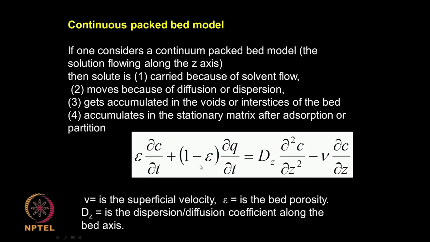Epsilon is the void. So, 1 minus epsilon will be the packing material, D is the diffusion coefficient or dispersion coefficient, v is the velocity, superficial velocity. So, you have dC by dz, d square C by dz square. This term comes because of Fick's law of diffusion, this term comes because of the movement of the solute because of the superficial velocity, this term comes because of the accumulation in the mobile phase, this term comes because of the accumulation in the stationary phase.